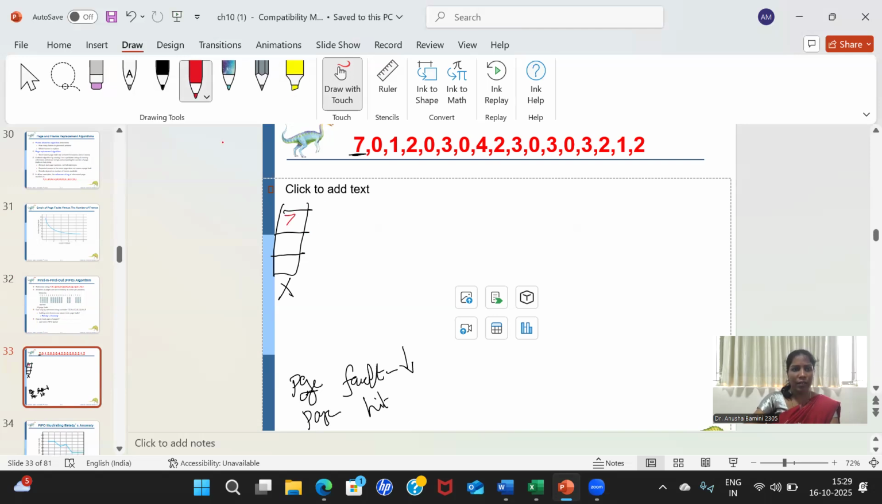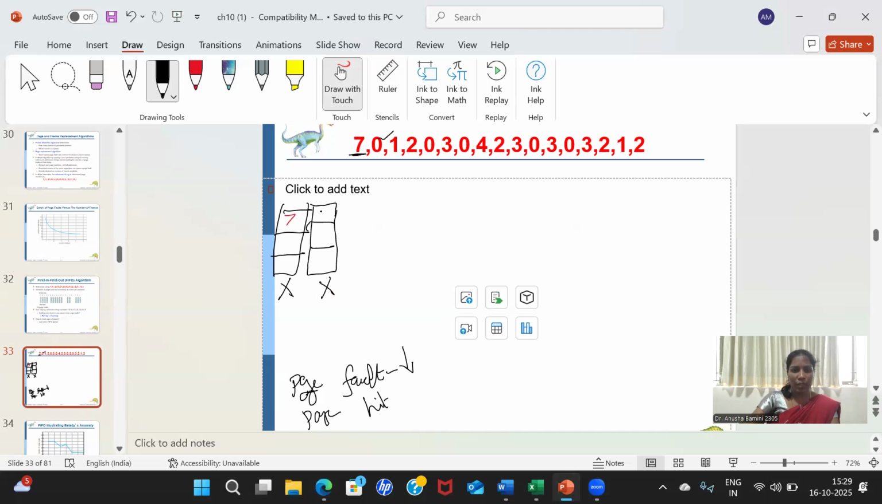Okay. The next is 0. Again, I am checking whether 0 is present in the main memory or not. So 0 is also not there. We have 3 frames. 0 is also not there. So that is also considered a page fault. Okay, so please take 0.